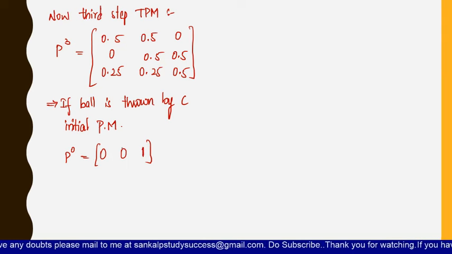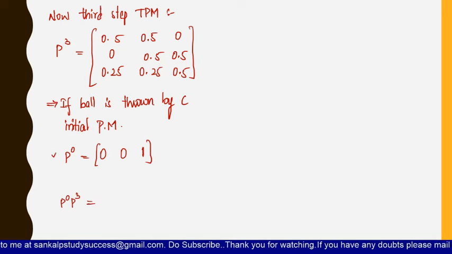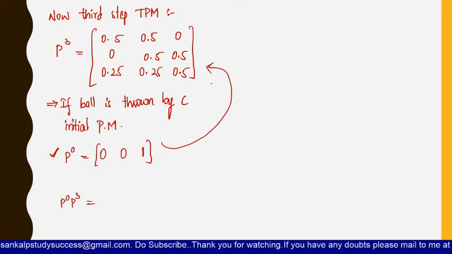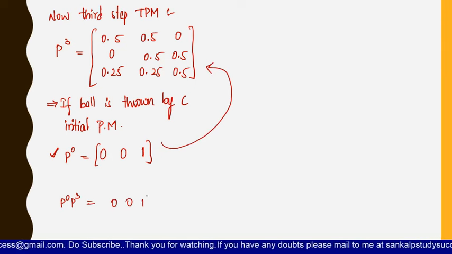So the question is, after 3 throws, that means we need to find the probability matrix P power 0 into P cube, right? Because this is the initial probability matrix. If you multiply it with the third step probability matrix, then you will get the probability after 3 throws. So then it becomes 0, 0, 1.